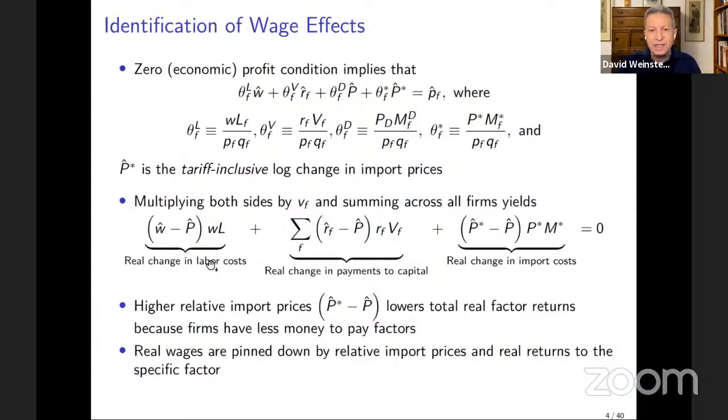The second thing that you can see immediately from this equation, which is going to give us the identification that we're going to use, is that if we can observe what's happening to the relative prices of imports, and we know how the trade war affected the returns of each firm, as well as what it did to the aggregate price level, then we know what it did to real wages. And we're going to use that in order to get our results on real wages.